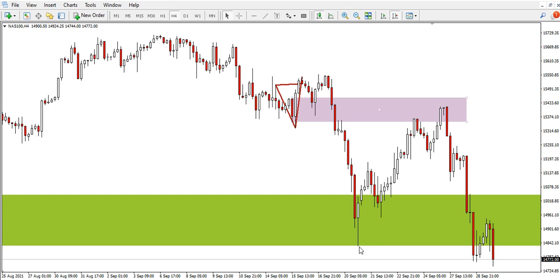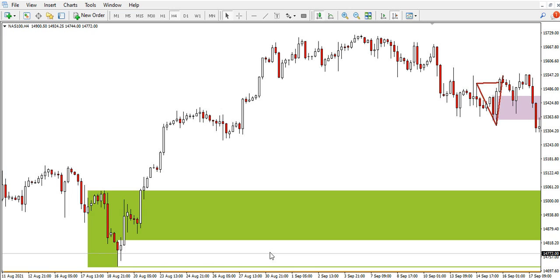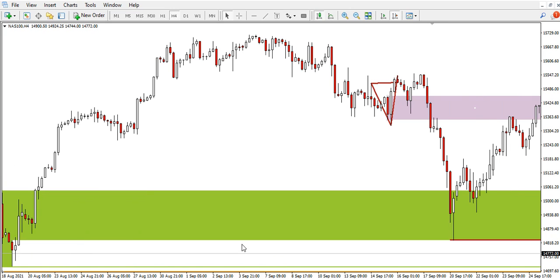Again, this would have been your take profit one. If you caught this move, this will be your take profit one. And then hence you see price came down to this order block down here. Okay, so with that said, this is an all-time high on NASDAQ.